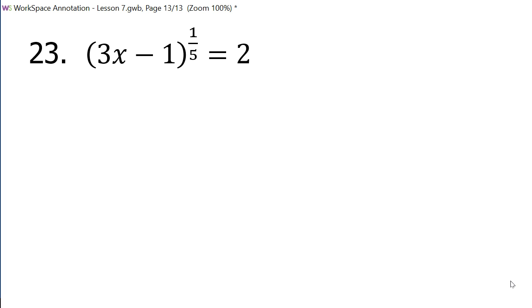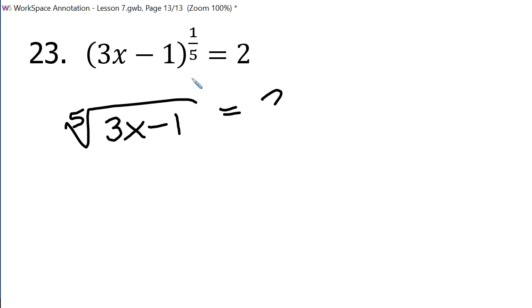How do you get rid of a rational exponent? Change it to radical form. So write your radical symbol. What goes under the radical symbol? 3x minus 1. What root are we taking? The fifth root. And what power do we raise it to? The first power. And this equals 2.